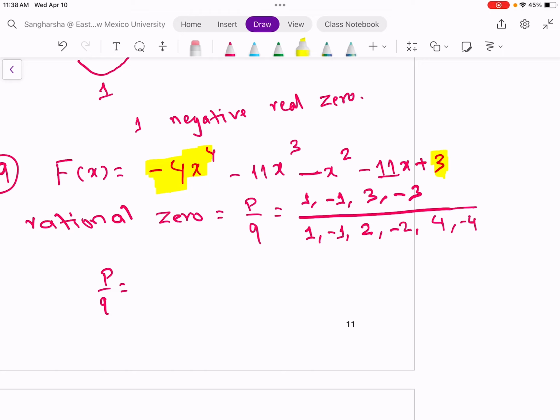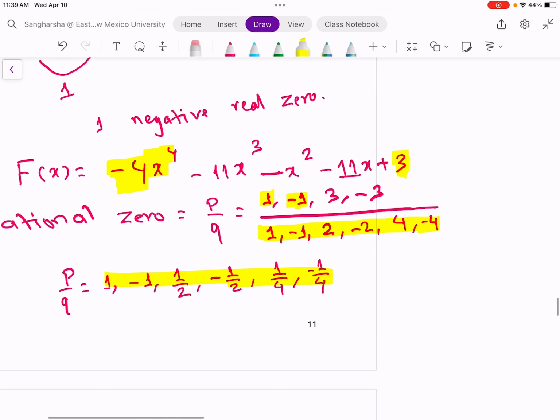If you choose 1 for p and all these numbers one by one, what do we get? 1 divided by 1 we get 1, 1 divided by negative 1 we get negative 1, 1 divided by 2 we get 1 over 2, 1 divided by negative 2 we get negative 1 over 2, 1 divided by 4 we get 1 over 4, 1 divided by negative 4 we get negative 1 over 4. And we get the same results if you choose negative 1, so you are not required to do negative 1.